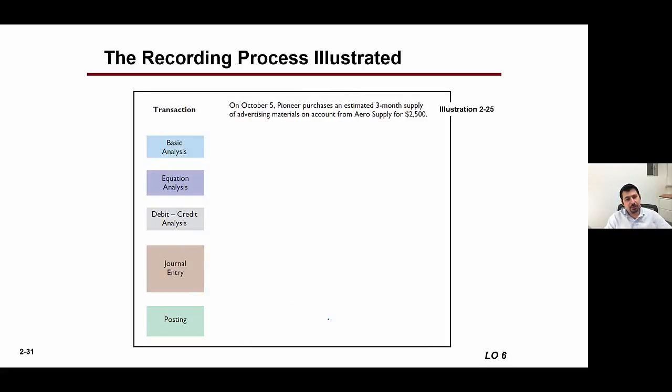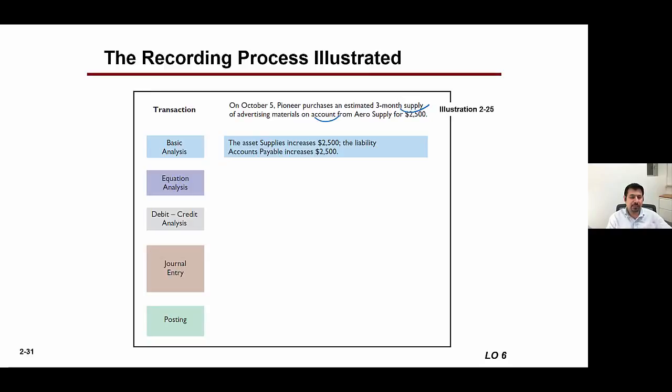On October 5th, Pioneer purchases an estimated 3-month supply of advertising material on account from Aerospace for $2,500. So what are the accounts that are involved? Supplies and accounts payable. So what happened here? The asset supplies has increased $2,500, and the liability accounts payable has also increased $2,500.